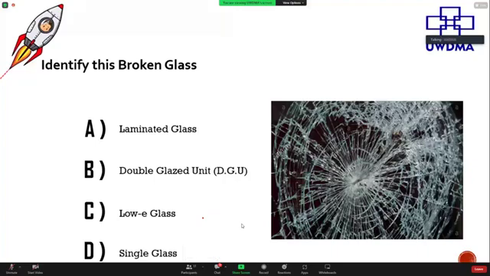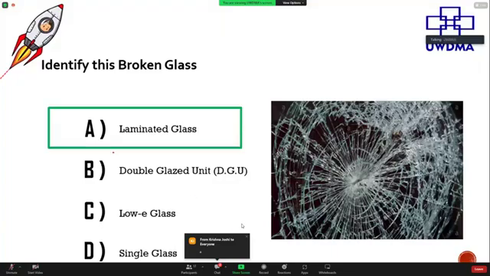Everybody's saying it's A, and yes, it is A, because as we can see, after breaking also, with Deepak Kumar, Krishna Joshi, everybody's saying A, because after breaking also, the pieces are sticking on the PVB layer, so they're not falling off. So that's why it is a laminated glass. Good.